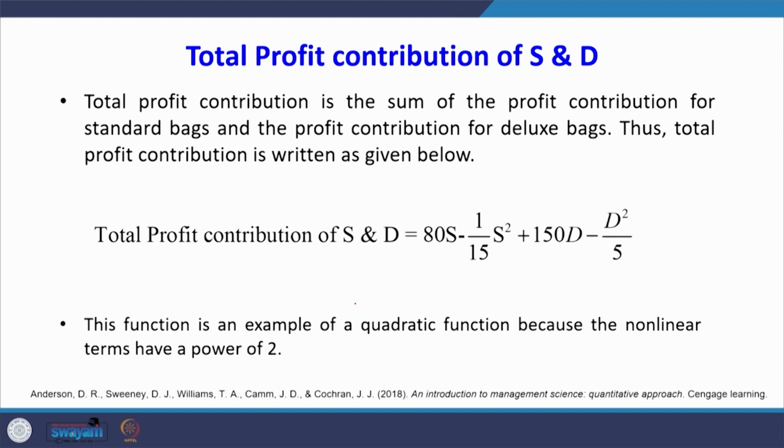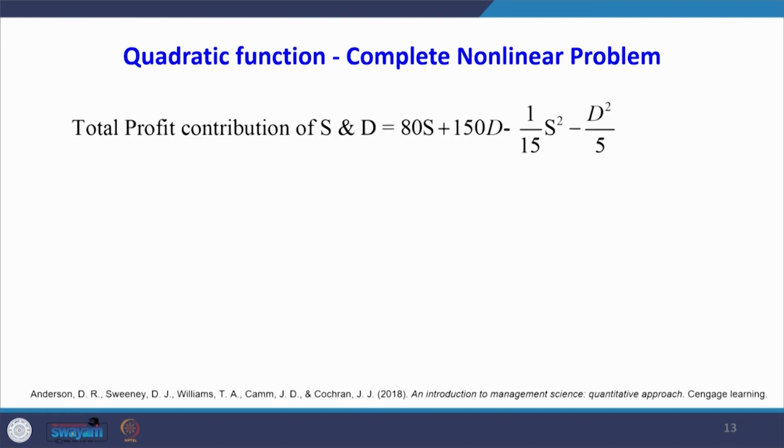This function is an example of a quadratic function because the nonlinear terms have a power of 2, so we can say it is a nonlinear function. Again, this is a quadratic function. The objective function is in nonlinear form. Now, you see that we are not going to consider any constraint here. Now, with the help of solver, I am going to solve this equation.